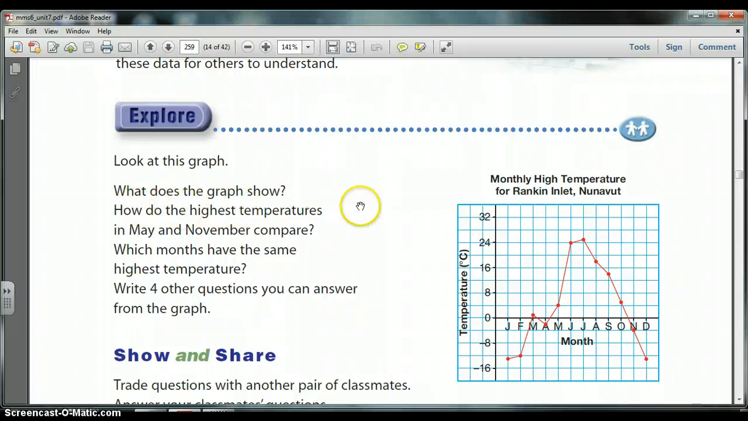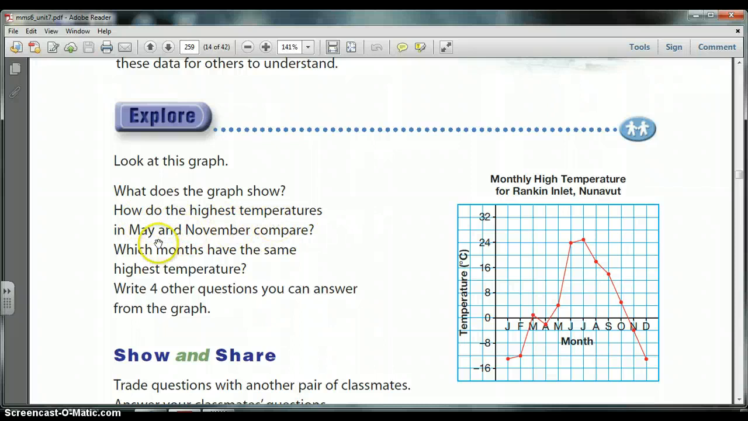So, what does the graph show us? Well, the graph shows us the average temperatures for a whole year and each month. There you see the months. There's the temperature. Nice little red dots and a red line connecting them. So, let's start. What are some of the things that we can tell by looking at this graph? What can we interpret? Let's take a look at a couple questions here and see what they say.